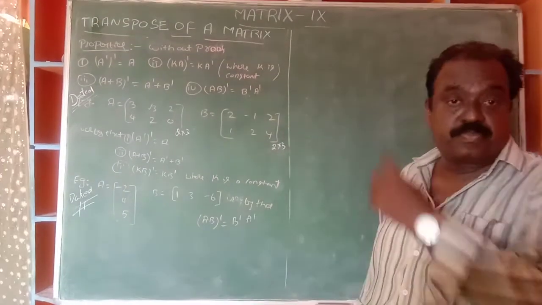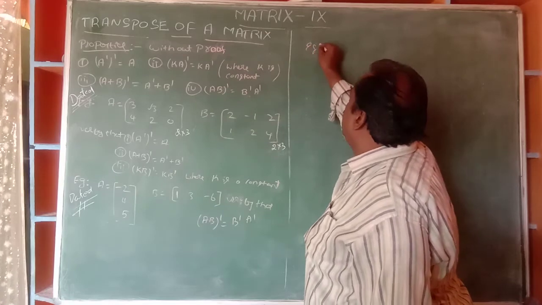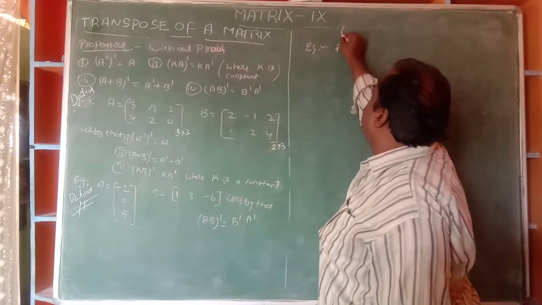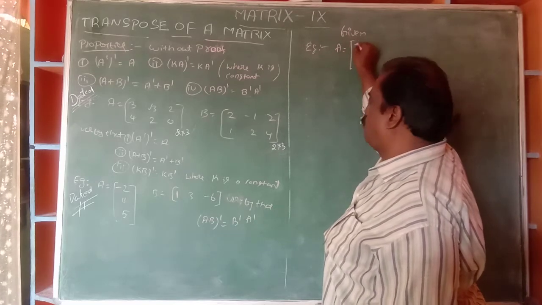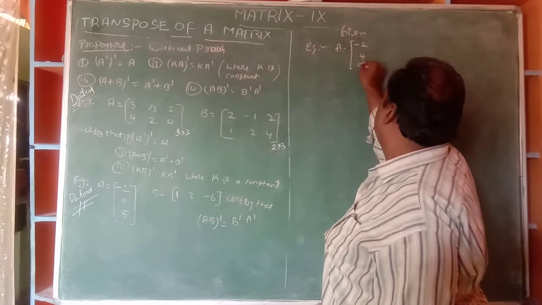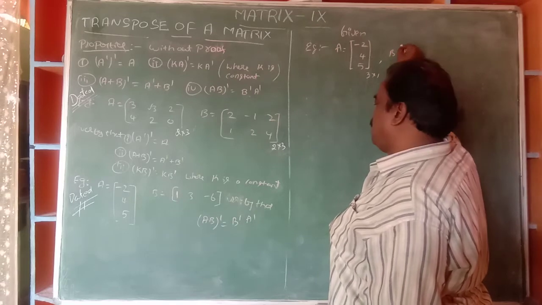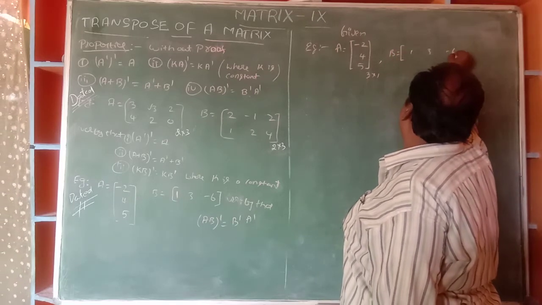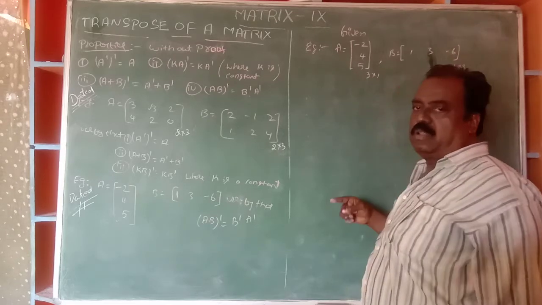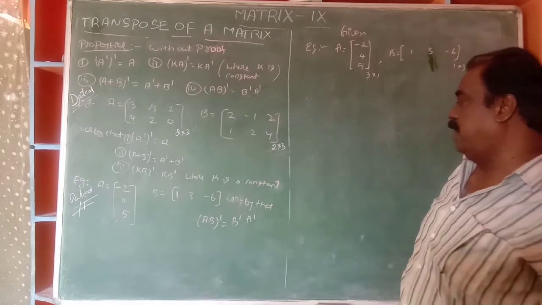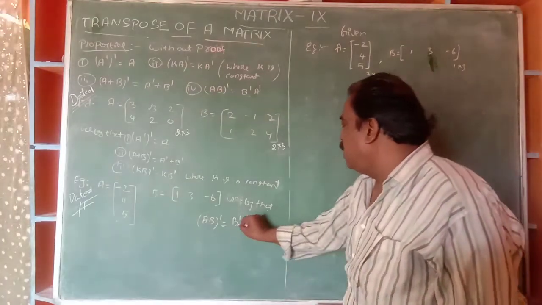One more example. We are given capital A is equal to a column matrix -2, 4 and 5. This is a 3 by 1 matrix. And capital B is a row matrix 1, 3, -6. This is 1 by 3. It is 3 by 1 column matrix. That is a row matrix. And we verify that (AB) whole transpose is B transpose, A transpose.